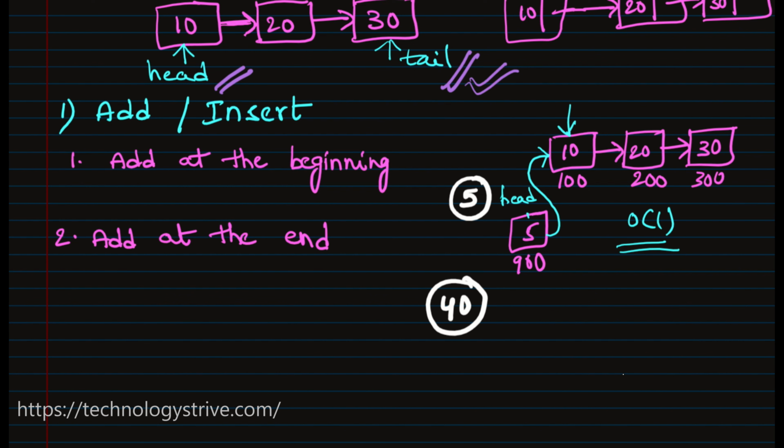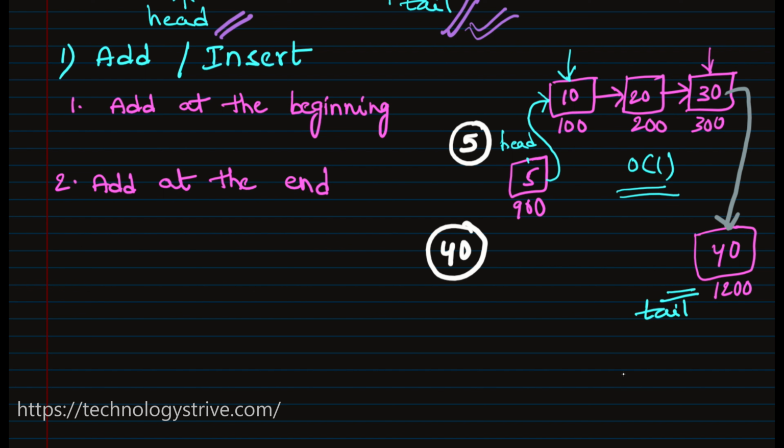So how will we do it? Again, in a similar way, I just create a node whose value is 40. For example, this memory location is 1200, and then mark tail dot next to the newly created node. Now this node is going to be the tail of the linked list. This is how we add at the end.